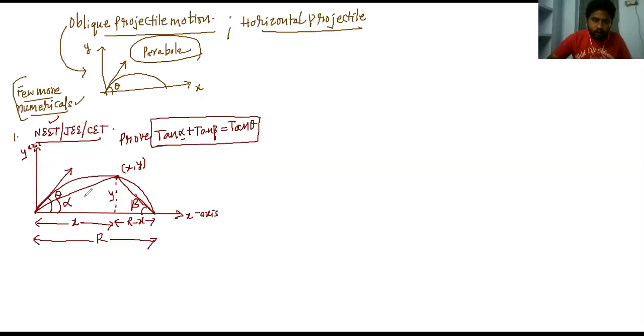Alpha is one base angle, beta is another base angle, and theta is the angle of projection. So let me write here: theta is the angle of projection. It's not a difficult thing; it is an easy concept. If you know this alpha value and beta value, you can find this tan theta value. How simple it is, I'll tell you now. Listen carefully.